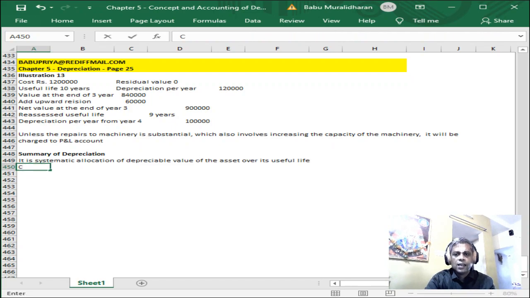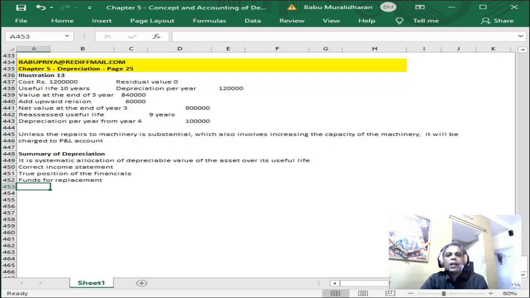Then it is done to have a correct income statement, and also a true position of the financials, and also to provide funds for replacement, right? Because the provision created over its useful life will be used for replacing the asset after its useful life. And we also saw the annuity method and the sinking fund method, where the asset cost is invested as well, right? And also to ascertain the actual cost of production, right?